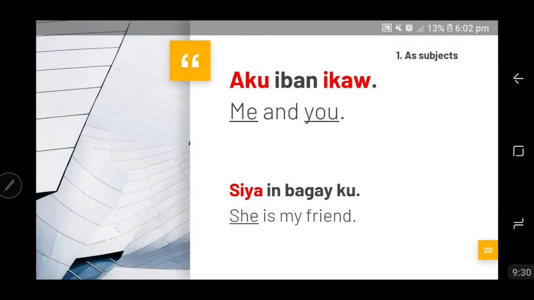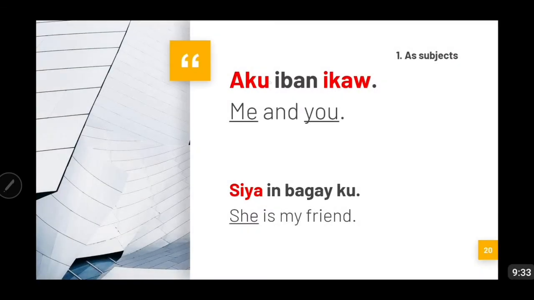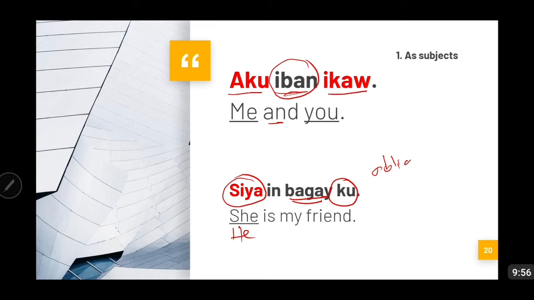We also have ako, Ivan, ikaw. So me and you. Both nominative pronouns can exist together if they are separated by a coordinator like Ivan. And siya in bagay ko. He or she, again, siya has no gender, so he or she is my friend. Bagay means friend. Ko is a pronoun. This is an oblique form which we will discuss in our next lesson. Okay, it means my friend.